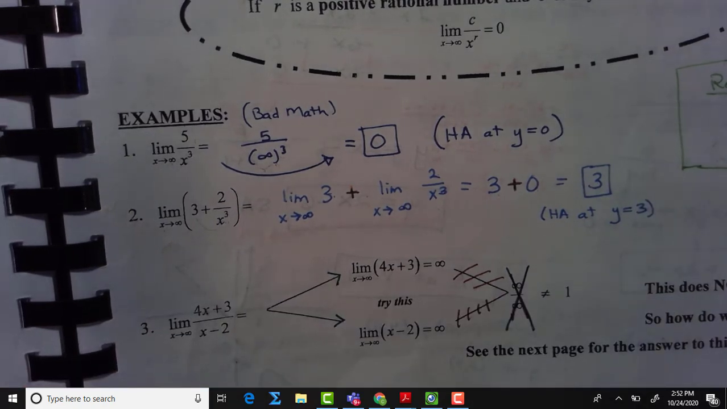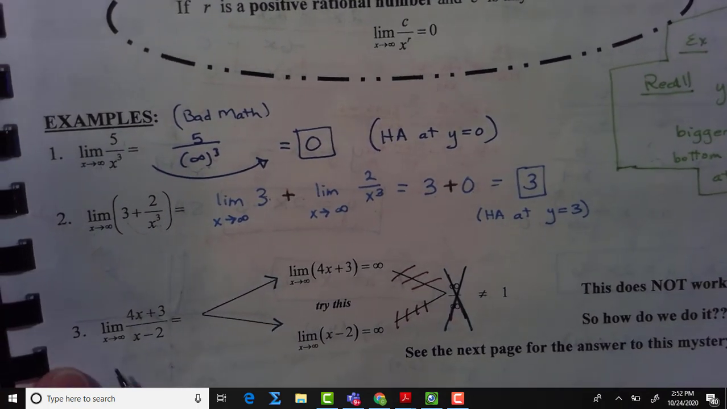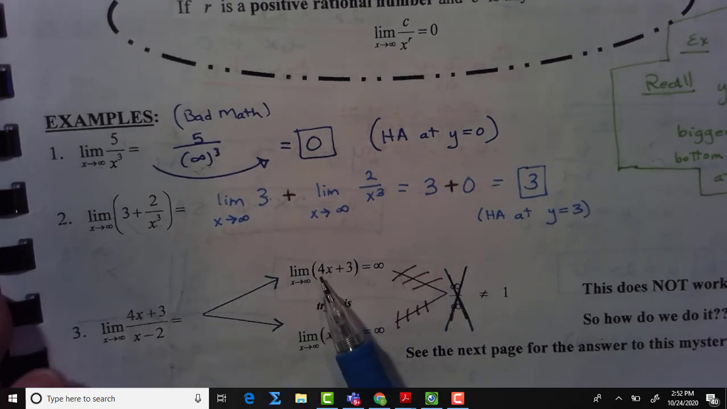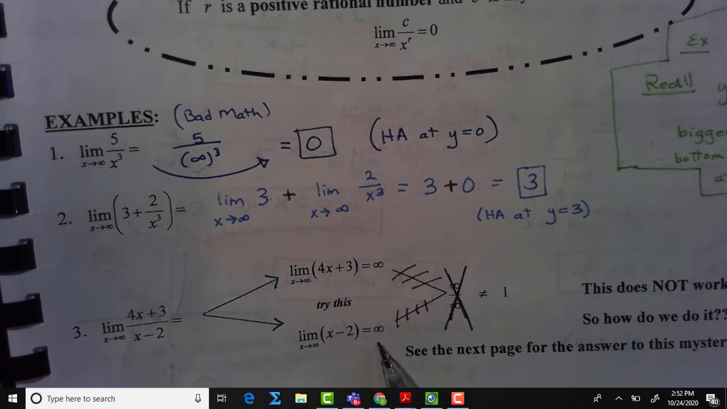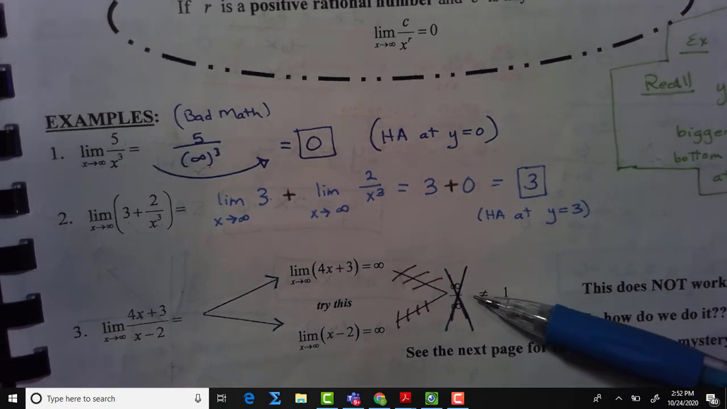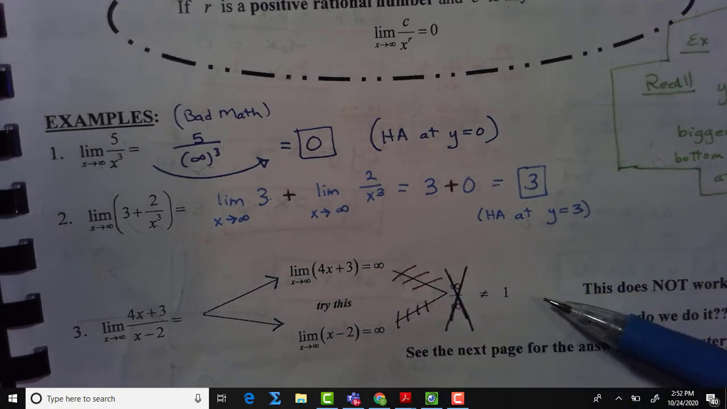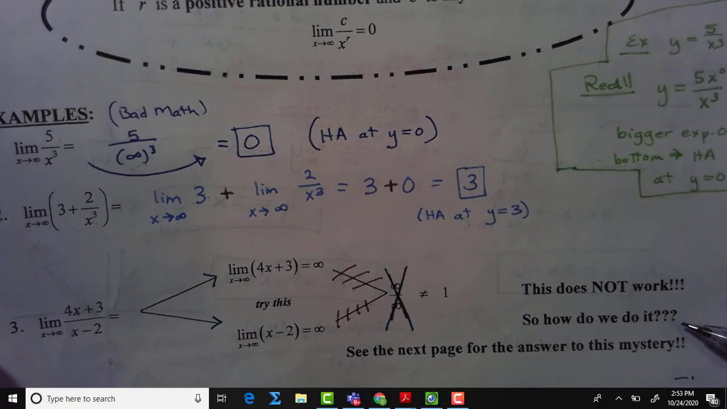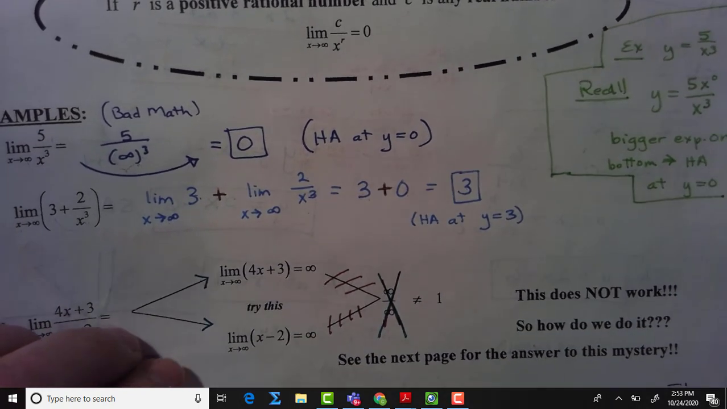Now, let's look at this example here. The limit as x goes to infinity of 4x plus 3 over x minus 2. We notice that as x goes to infinity, the numerator goes to infinity, the denominator goes to infinity, but this does not become infinity over infinity. This is not equal to 1. This does not work. So how do we do it? Well, we're going to look at the next page for the answer to this mystery.